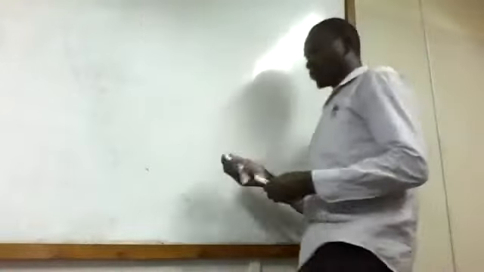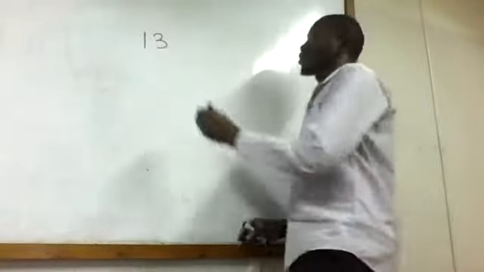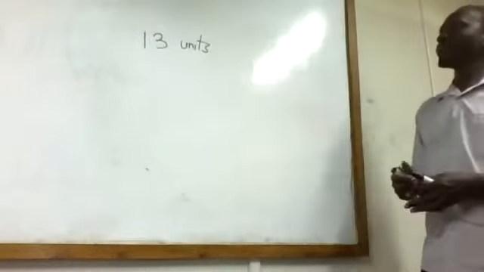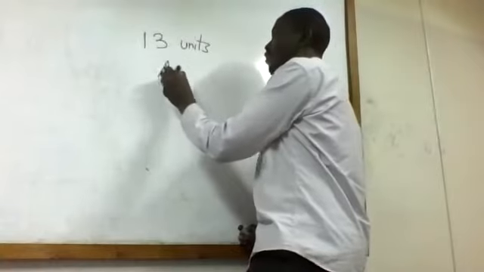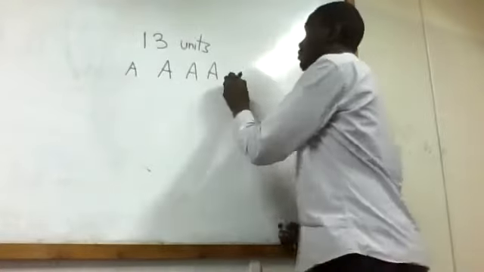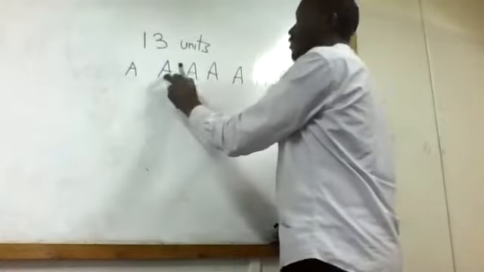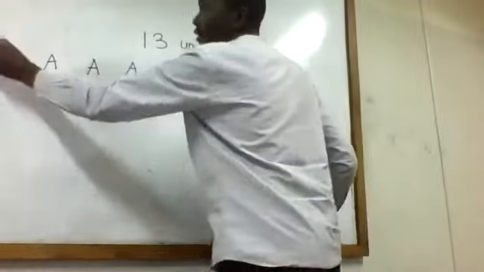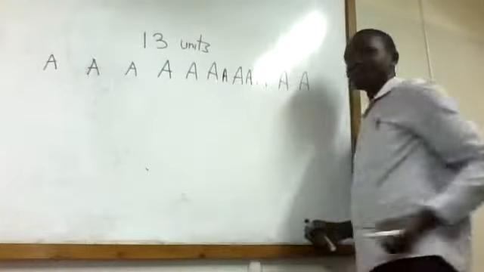Now, assuming you have 13 units, and your target is to get all As in these 13 units. One, two, three, four, five, six, seven, eight, nine, 10, 11, 12, 13.